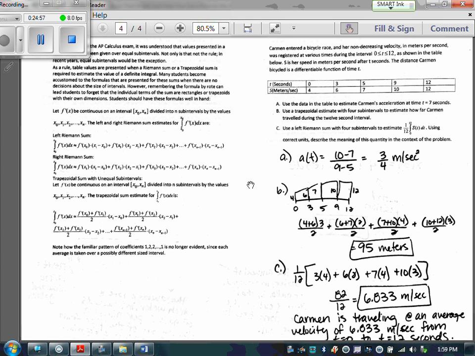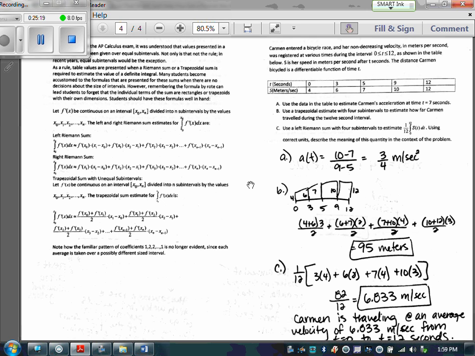What is it from 3 to 5? 2, not 3. What is the height from 5 to 9? 4, not 3, not 2. What is the height from 9 to 12? The heights are all different. You have to do 4 separate trapezoid areas and then add them together.